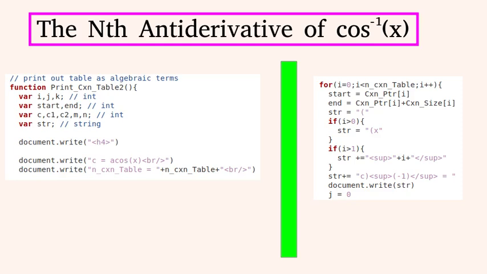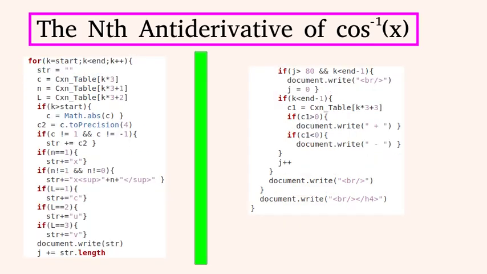This is the function that prints out the table in algebraic form. I'll just show it to you without explaining it too much, since I've explained it in another video, and it's easily adapted to any set of variables. And here's the rest of it, since it wouldn't fit on one page.